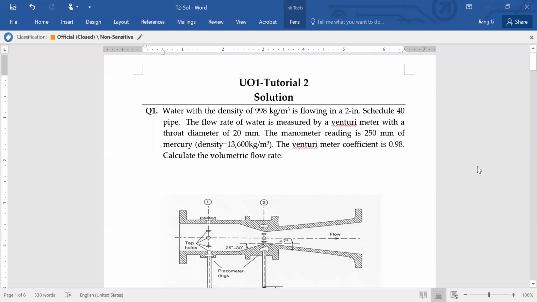Hi students, today we are going to discuss tutorial 2 for UO1. In this tutorial, we will cover different types of flow meters.